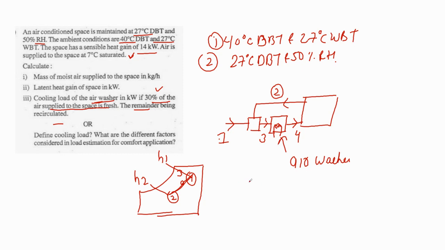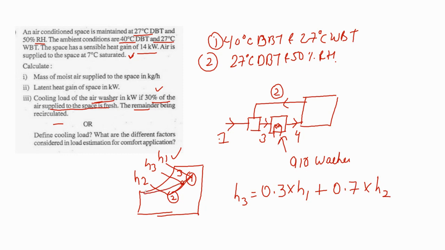Okay, so 0.3 of fresh air. So fresh air is point 1, so 0.3 into H1 plus 0.7 into H2. Okay, we solve this and we get H3. ठीक है, यहाँ से हमें H3 मिल जाएगा. Now from point H3 we draw a straight line.